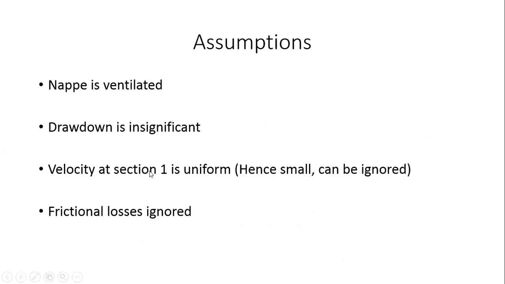So the drawdown is insignificant, that is another assumption. Then the velocity at section 1 is uniform. This one I mentioned earlier. Because it's uniform and the cross-sectional area is large, it's small and so it can be ignored. And then the other obvious one that we ignored is that frictional losses were not taken into account, right? Between points 1 and 2 in the flow along the channel, whatever frictional losses were happening, we have ignored those, and that is why you get a coefficient of discharge to account for these assumptions that were made. So that's as far as a sharp crested weir is concerned.